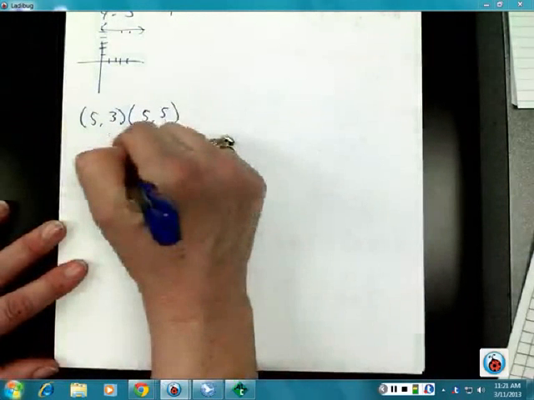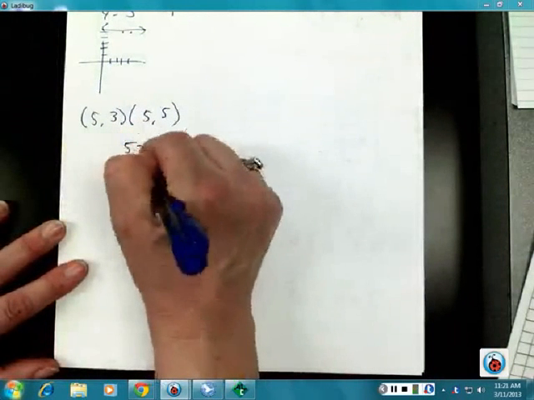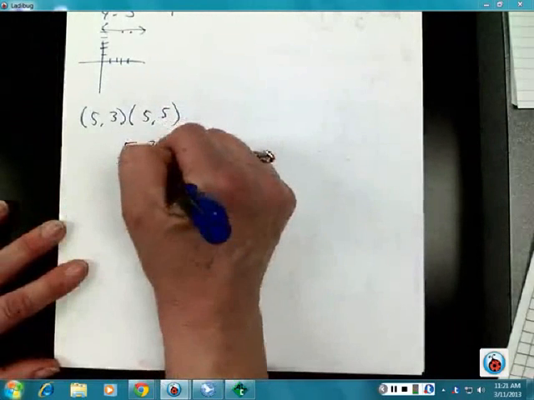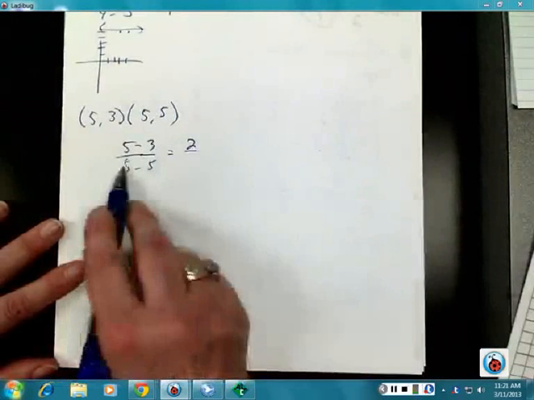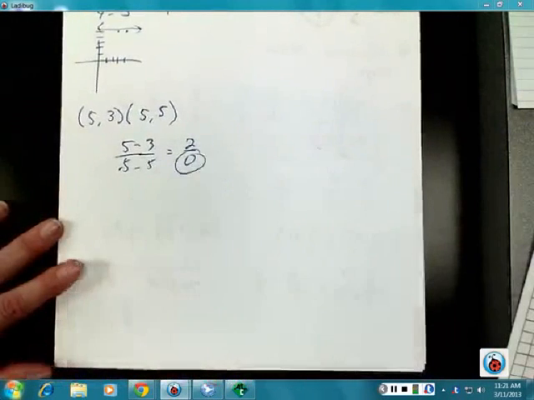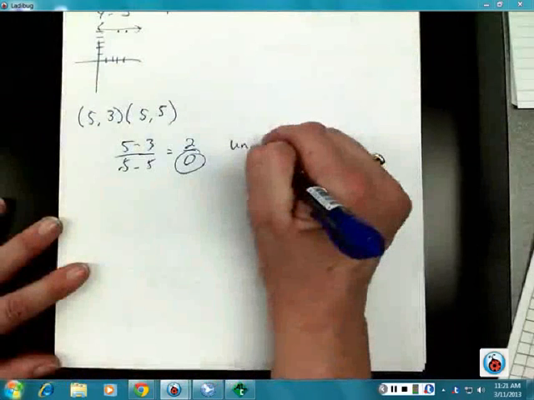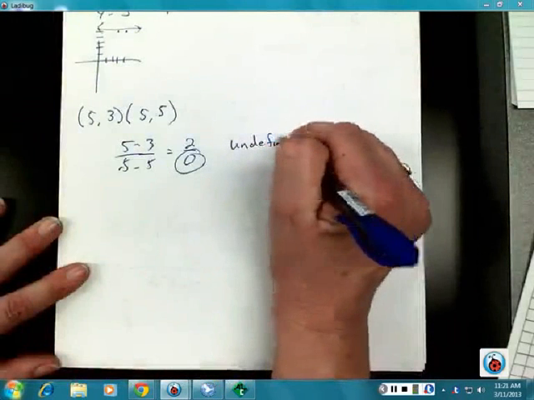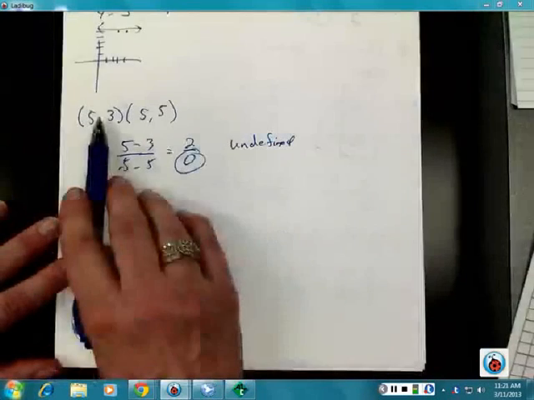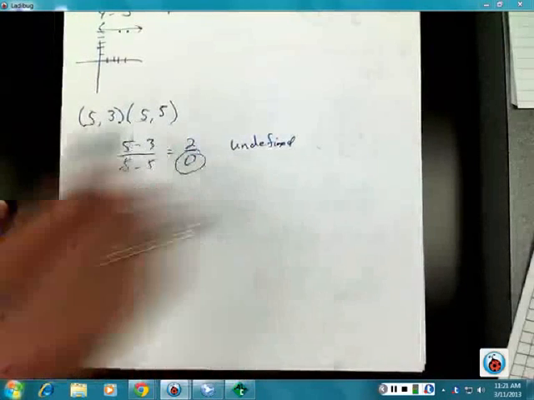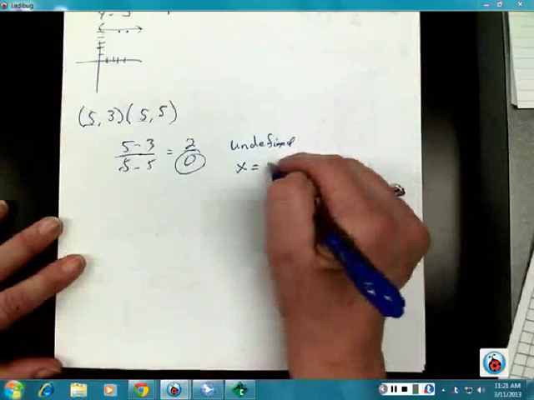It's going to be undefined, because 5 over 5 minus minus 3 over 5. 5 minus 3 is 2, and 5 minus 5 is 0, but I can't have a denominator of 0, so this is undefined. Later on in the chapter we'll get into finding equations, and if we find equations, notice this one, your x's are the same, so it's going to be x equals 5.